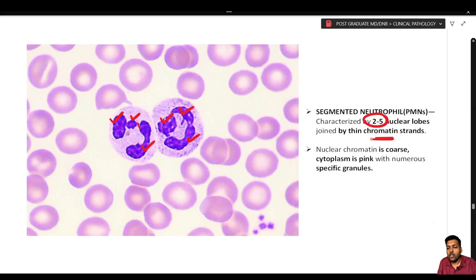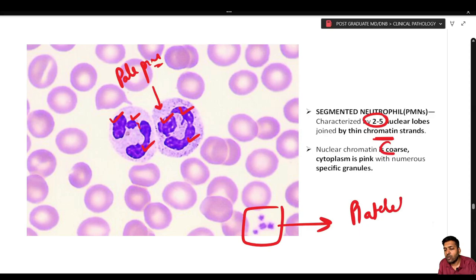The nuclear chromatin is coarse. The cytoplasm, if you see, is pale pink in color and contains numerous small dot-like granules. Okay. What are these purple colored stuff? These are the platelets, as you can appreciate over here. So platelets are purple color. Okay. Very, very important.